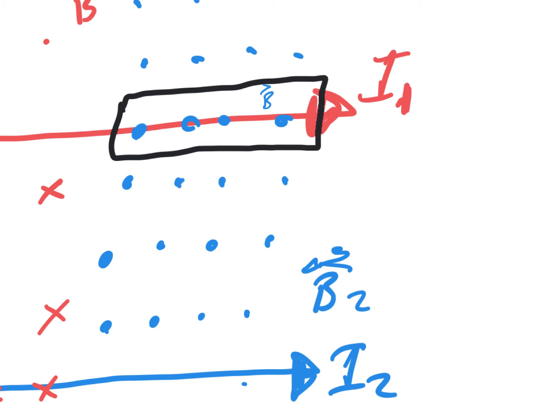Another one that's a little difficult to get your hand in the right direction for. So if you just kind of put it on the side of your body, it's a little easier. So current to the right, so fingers to the right, palm pointing out of the screen, and I end up with my thumb pointing down the page. That's the direction of our magnetic force. Which magnetic force? It's of current 2, the blue one, acting on current 1.